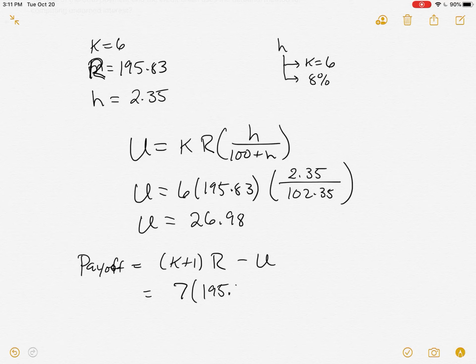Times 195.83 minus the unearned interest of $26.98. And we get a payoff amount of $1,343.83. So if she wants to pay off that loan early and save herself $26.98, she can do that by paying $1,343.83. Hopefully this is helpful and understandable.